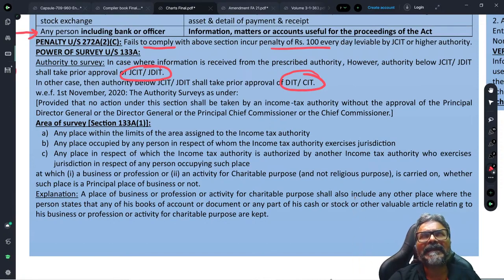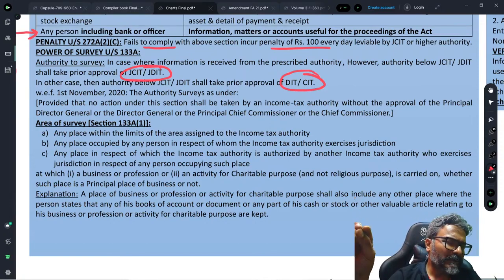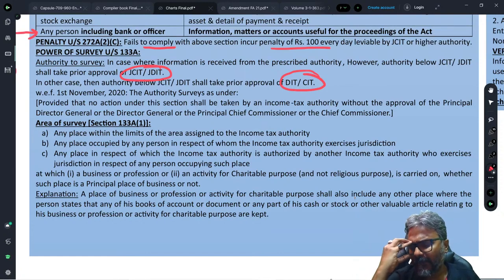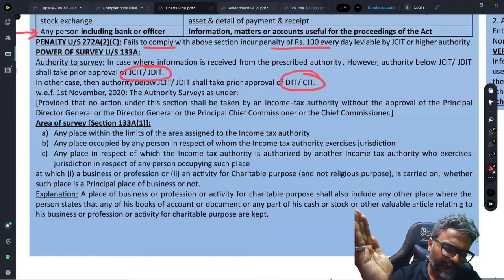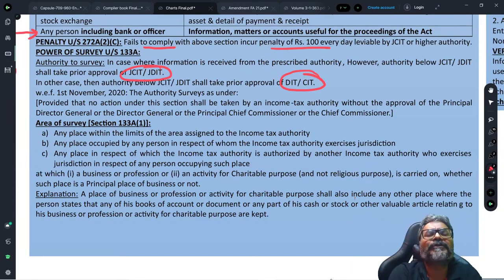Now, when JCIT and when CIT, I will give you an example. Students, if the reason for doing the survey is the information which is coming from the Income Tax Department itself, which is known as the prescribed authority above, we shall say in this case that the survey shall be conducted based on what? In this context.